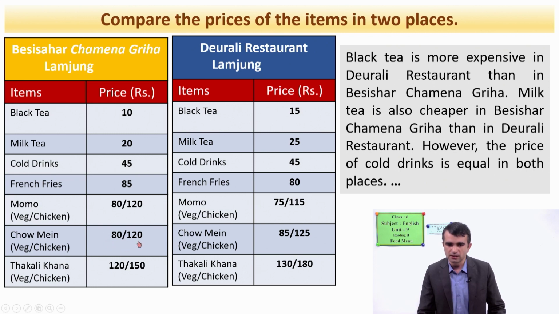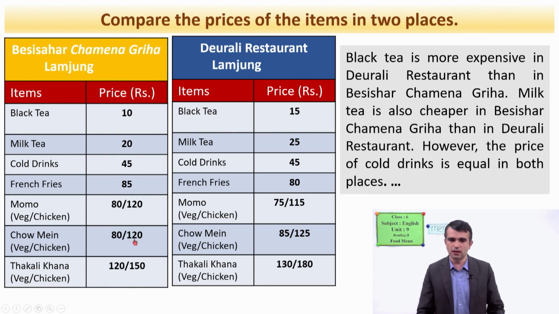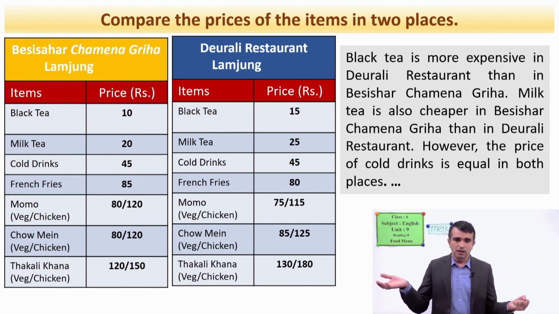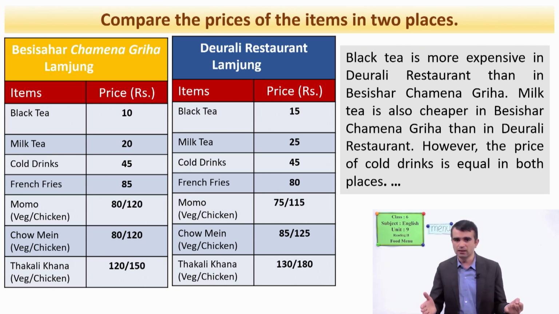80 and 120 here, 85 and 125 there. Which one has more expensive items? Okay, it is 85, so it is definitely more expensive, and it is also 125, that is more expensive. So chow mein is more expensive in Devrali restaurant than in Besar Chamanagriya. Or you can also compare this way: chow mein in Besar Chamanagriya is less expensive or cheaper than in Devrali restaurant.